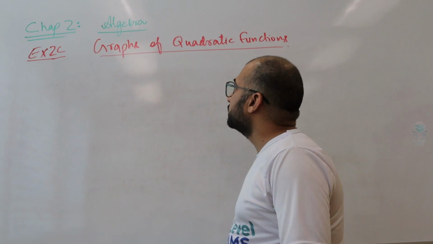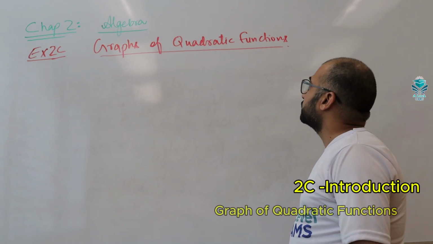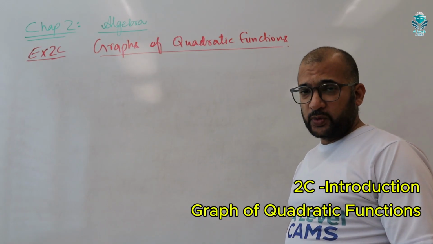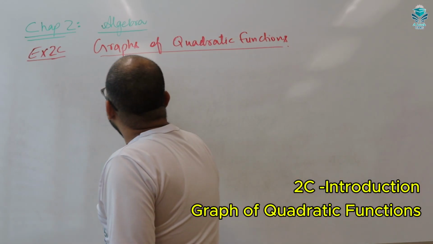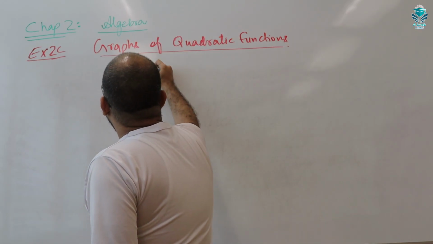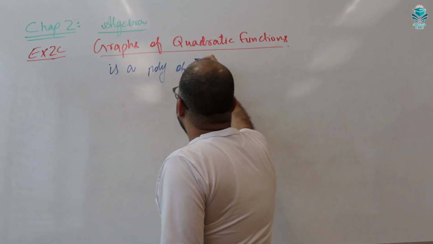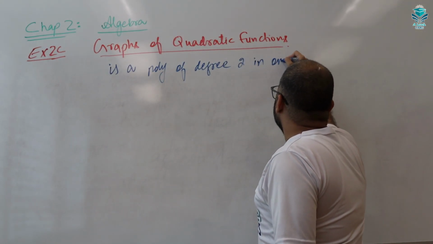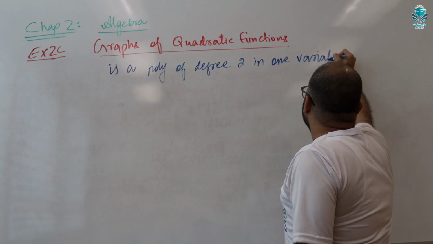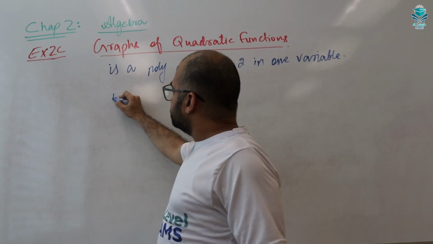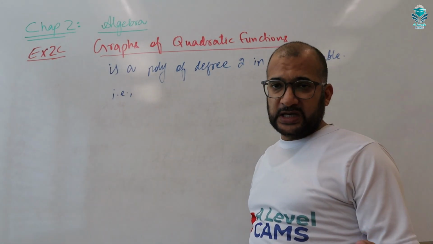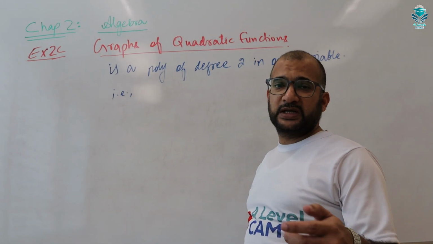In this lecture we will discuss the graph of a quadratic function. So firstly we will see what a quadratic equation is. A quadratic equation is a polynomial of degree 2 in one variable, that is, the highest power of the variable is 2. Let's say the variable is x, the highest power of the variable x is 2.